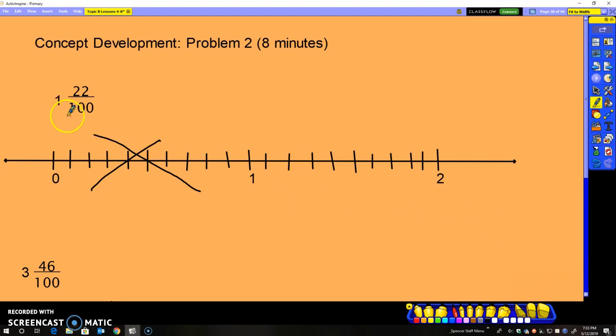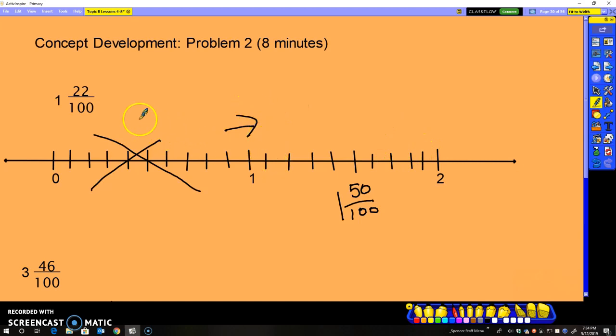Alright, so if I have 1 whole, I know I'm going to be past the 1 whole mark. Okay? If I know that I have 22 hundredths, well, I know I'm going to be before 50 hundredths, which is halfway. So 1 and 50 hundredths is halfway. Okay? Each one of these is a tenth. So 1 tenth, 2 tenths, 3 tenths, 4 tenths, 5 tenths, 6 tenths, 7 tenths, 8 tenths, 9 tenths.